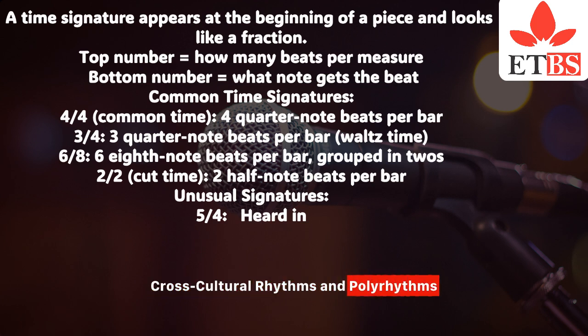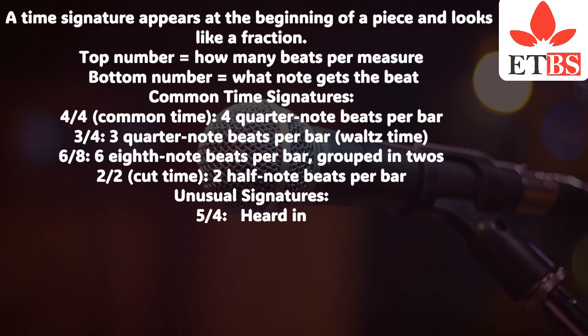Sixth, cross-cultural rhythms and polyrhythms. Different cultures interpret rhythm and meter differently. African music often uses polyrhythms, where multiple rhythms, like 3 against 4, occur simultaneously. Indian music uses tala, rhythmic cycles with complex patterns. Middle Eastern and Balkan music commonly use odd meters like 7/8 or 9/8. Latin and Afro-Cuban music introduces clave patterns, syncopation, and crossbeats. Learning to recognize and appreciate these rhythms expands musical fluency and creativity.